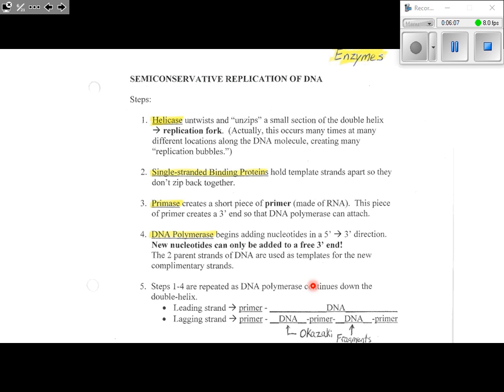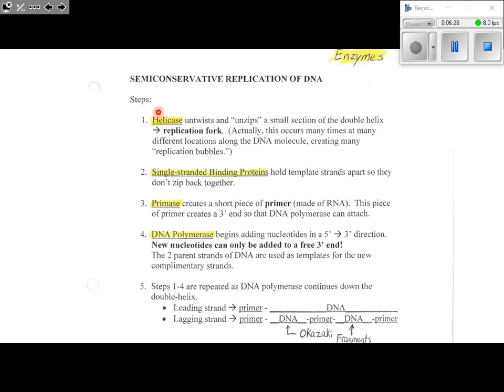Okay, so I've broken this process down into a 7-step process. And for each step, if there is an enzyme or a protein that's in charge of that step, I've highlighted that. So anything you see that's highlighted in yellow is an enzyme or at least a protein.